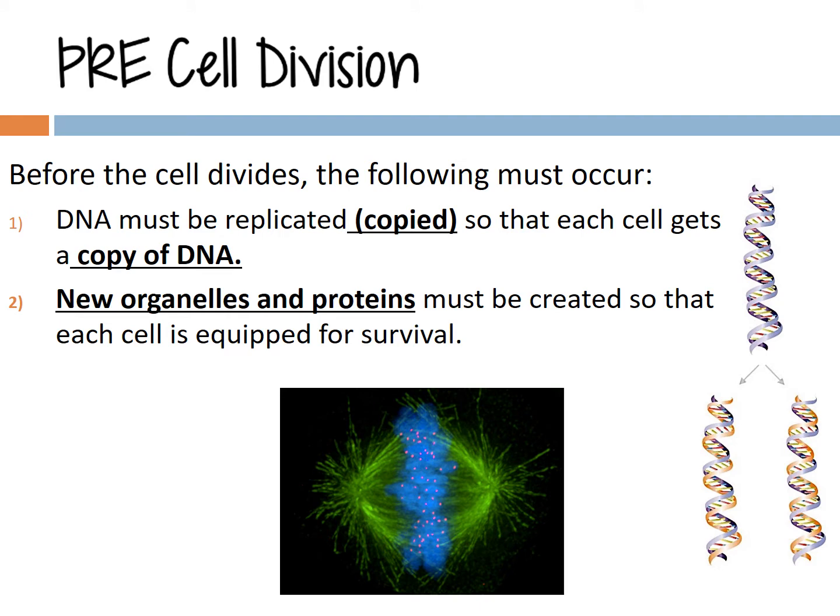Okay, next page. Pre-cell division. Before the cell divides, the following must occur. The DNA must be replicated, which means copied, so that each cell gets a copy of DNA. After that happens, new organelles and proteins must be created so that each cell is equipped for survival. You have to have those things or it's not going to live.